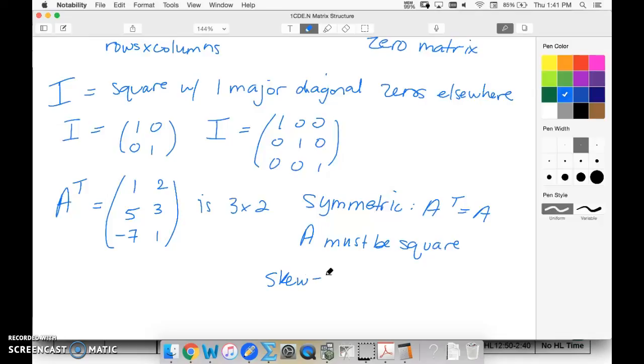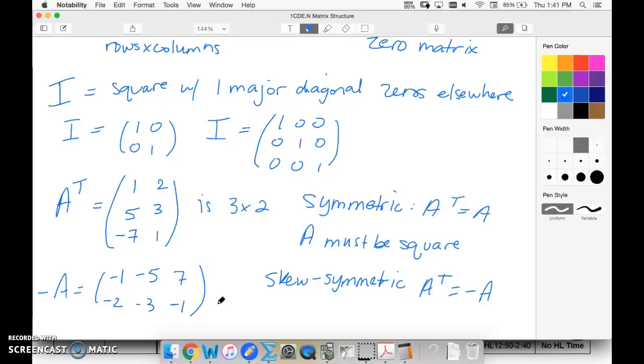Skew symmetric is when A transpose is equal to negative A. This means all of the elements of A have become negative. So if we look at negative A from our matrix up above, we would have negative 1, negative 5, positive 7, negative 2, negative 3, negative 1. So when we have a scalar on the outside, we just distribute that. And we're going to look at that in our next examples.